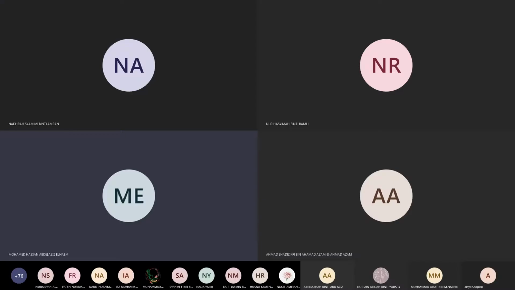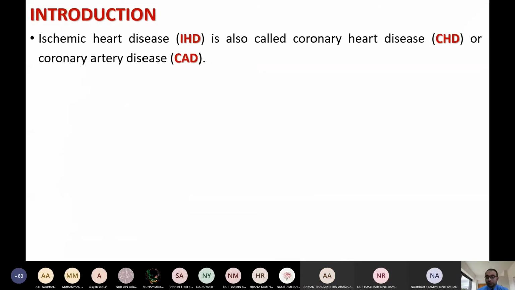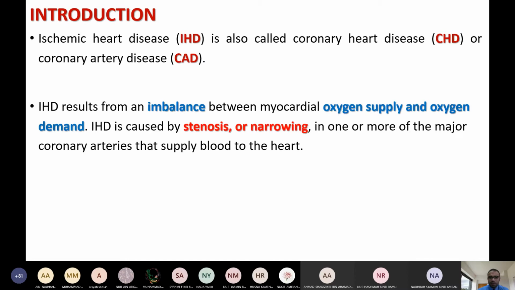Algorithm. Okay, so if we want to start, we start with the introduction. Usually in terminology, we use ischemic heart disease, sometimes coronary heart disease, sometimes coronary artery disease. They more or less refer to the same condition, where in general there is an imbalance between the oxygen supply and the oxygen demand. This interruption of the balance can happen sometimes by stenosis, sometimes by narrowing of the vessels itself.